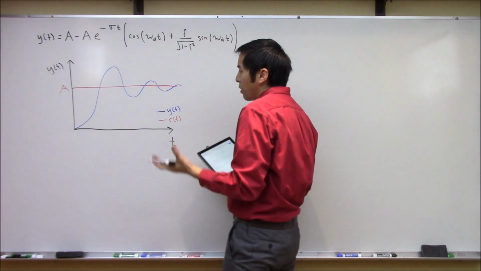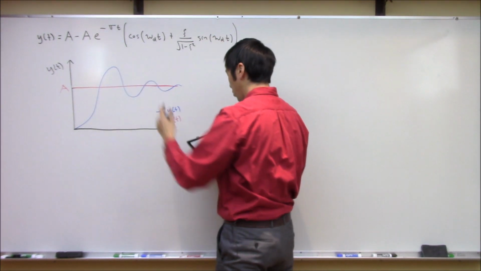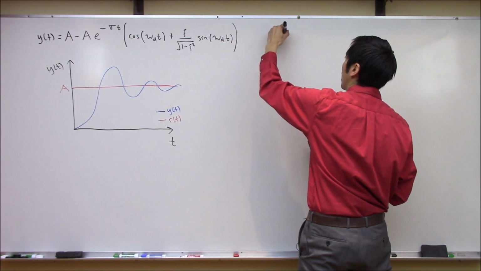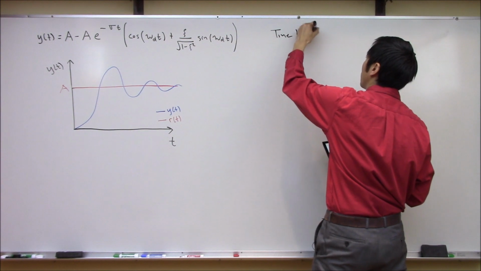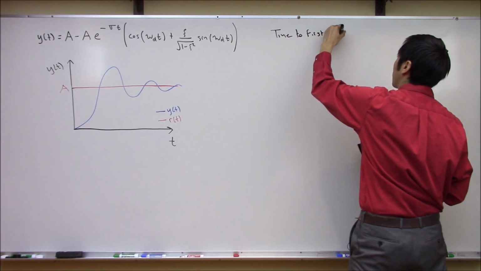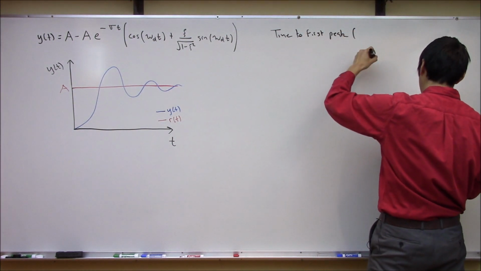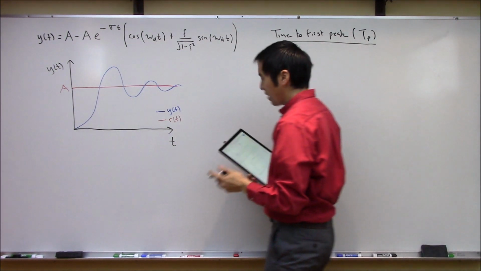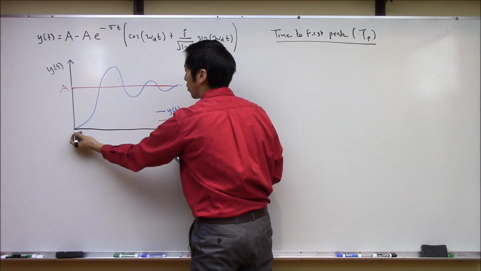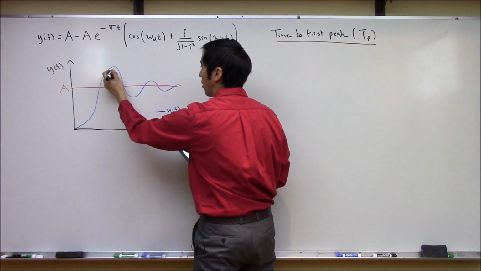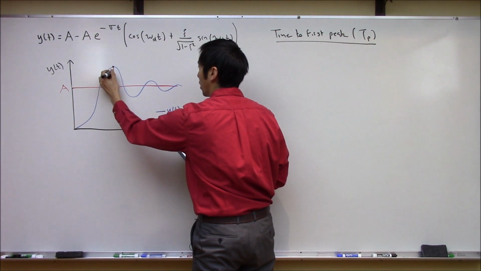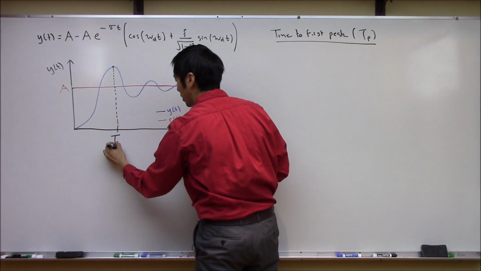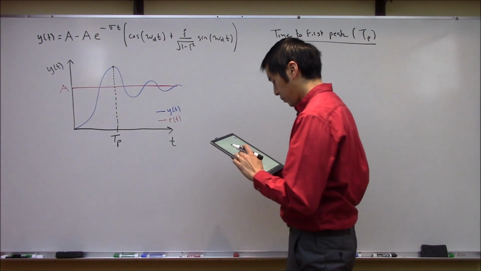So some of the things you might want to know about this blue curve, first of all, one of them might be the time to first peak. This is sometimes referred to as TP. So what does that look like? What I'm basically asking for is, how long does it take to go from 0 up to this first peak, right here? So I want this time, here's TP.